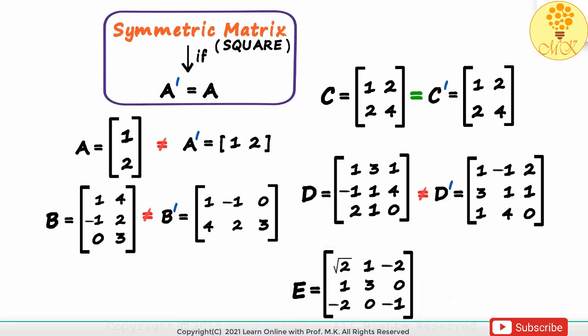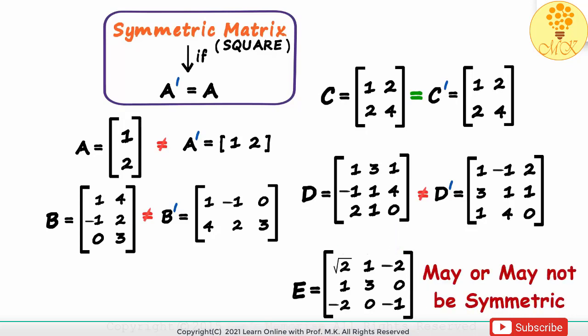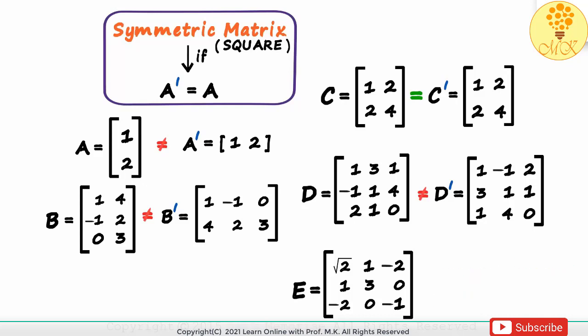The first thing we need to check is if the matrix is a square matrix. As it has an equal number of rows and columns, we can say that it is a square matrix. So it may or may not be symmetric. To find out if it's symmetric, we need to find E transpose.